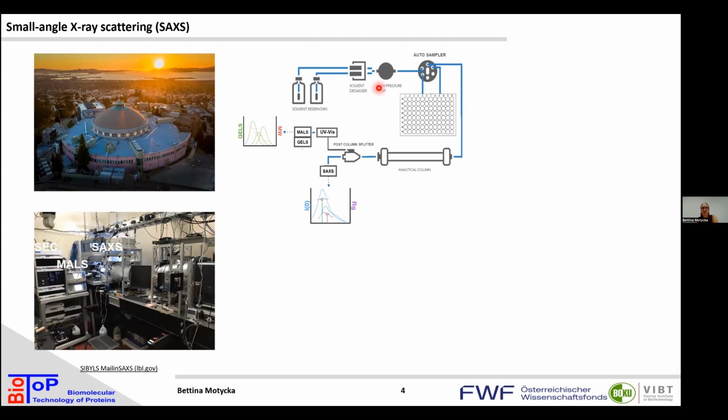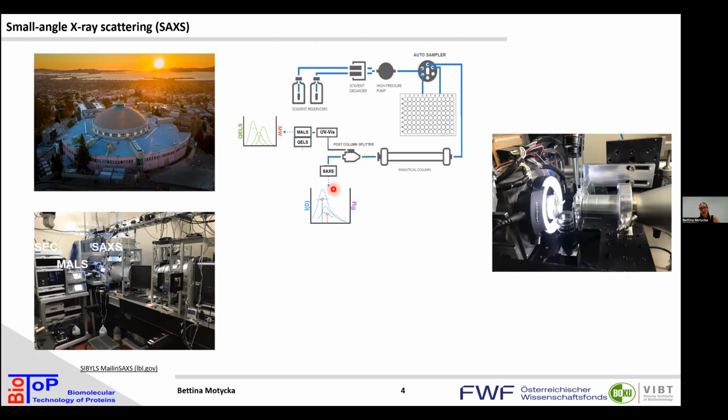At the beginning, you have the SEC column, and after it runs through the SEC column, it is split. One part goes to a MALS UV-Vis Quells detector to determine the molecular weight. And in our case, we could really confirm that I have monomers and no aggregations or anything. So all the enzyme I was measuring was monomer. The other part goes to the SAXS flow cell, where you can see a close up. It comes from one side, one tube in, then it goes through this kind of window, and then it enters in the other side.